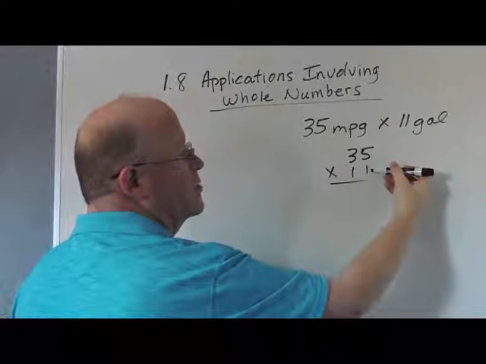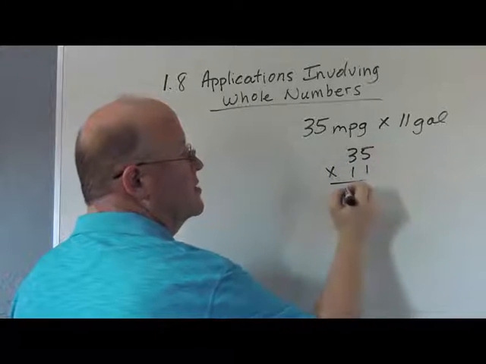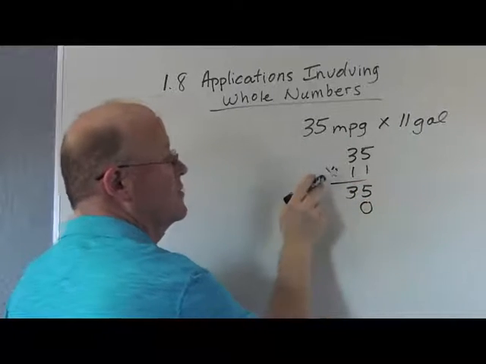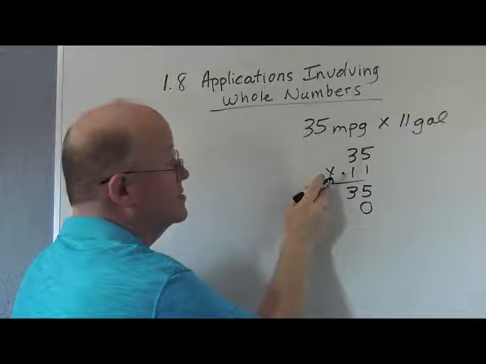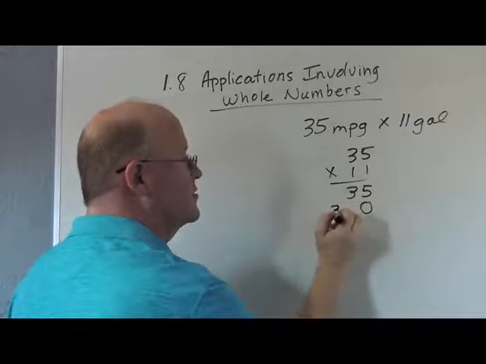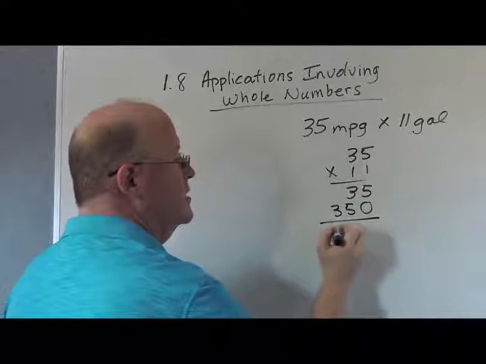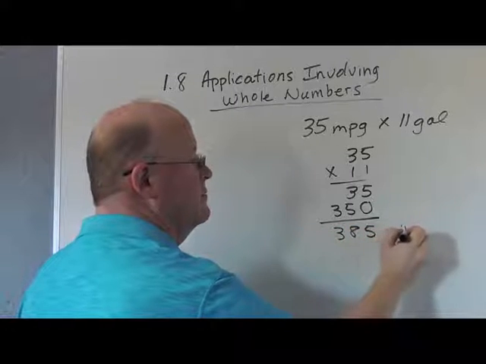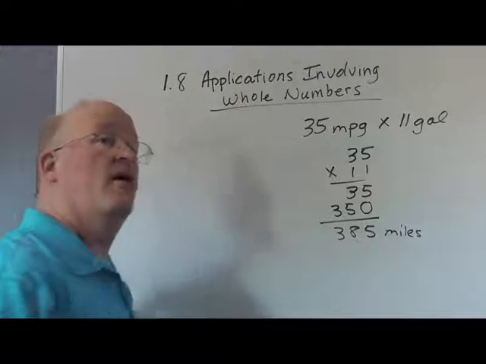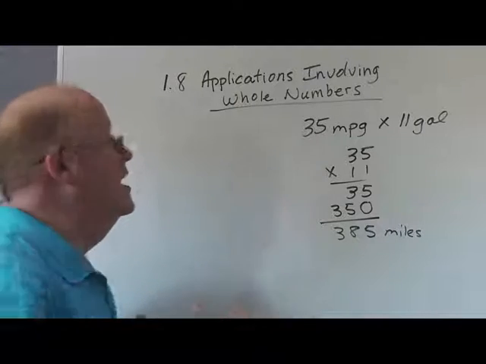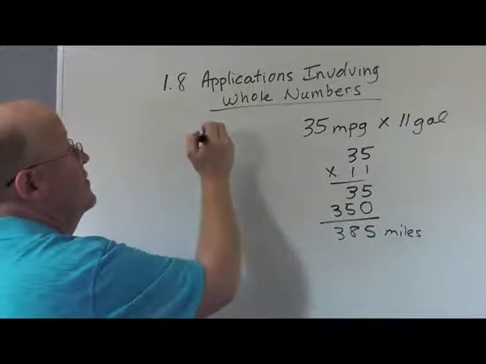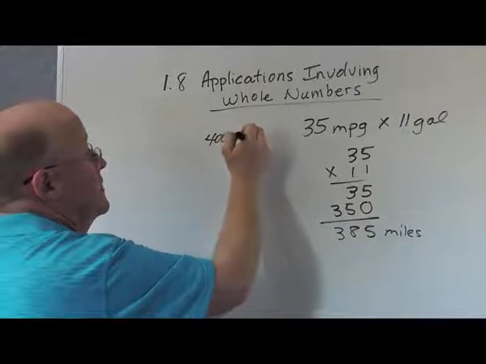Start with the 1 in the bottom right corner, multiply it by the 5 and the 3 above to get 35. Put a placeholder 0 in the next row when we start multiplying by this 1 in the tens column, and again we're going to get 35. Add down and get 385 miles.